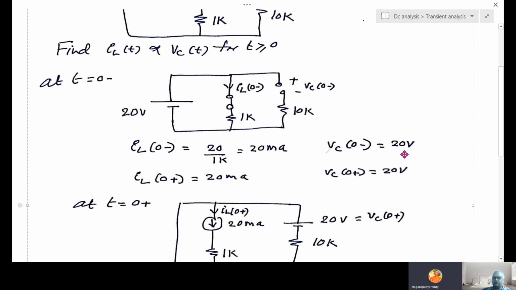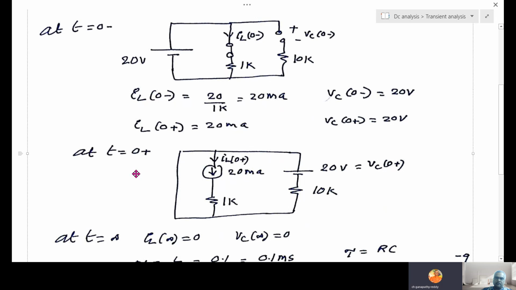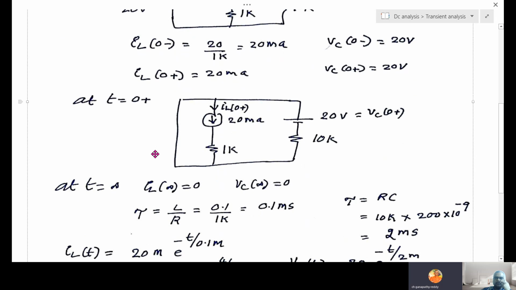So you will get 20 volts. VC(0−) is 20, VC(0+) is also 20. IL(0−) is 20 milliamps, IL(0+) is also 20 milliamps. Again, draw the equivalent circuit at t equal to 0+.